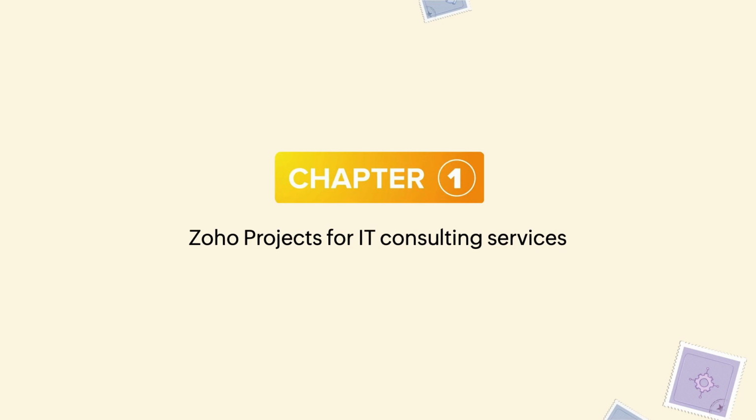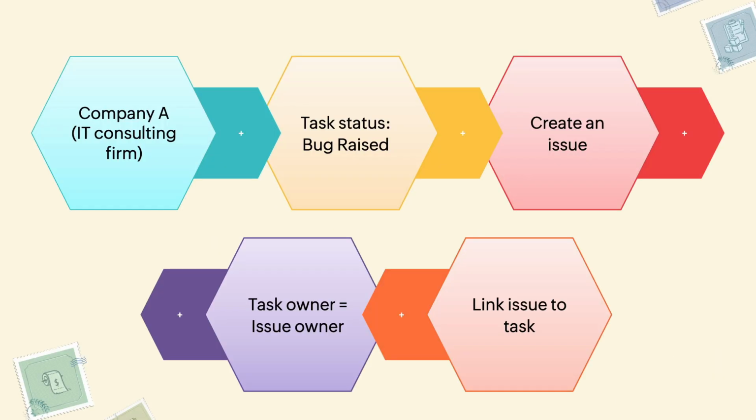So the first chapter which I'll be talking about is Zoho Projects for IT consulting services. Since I am from a support background, we get a lot of customer stories and requirements from the users. So we had a user who wanted that whenever a task status is marked as bug raised, an issue should be created automatically. The task owner should automatically be the issue owner, and the issue should be linked to that specific task. Using their previous system, everything was manual work.